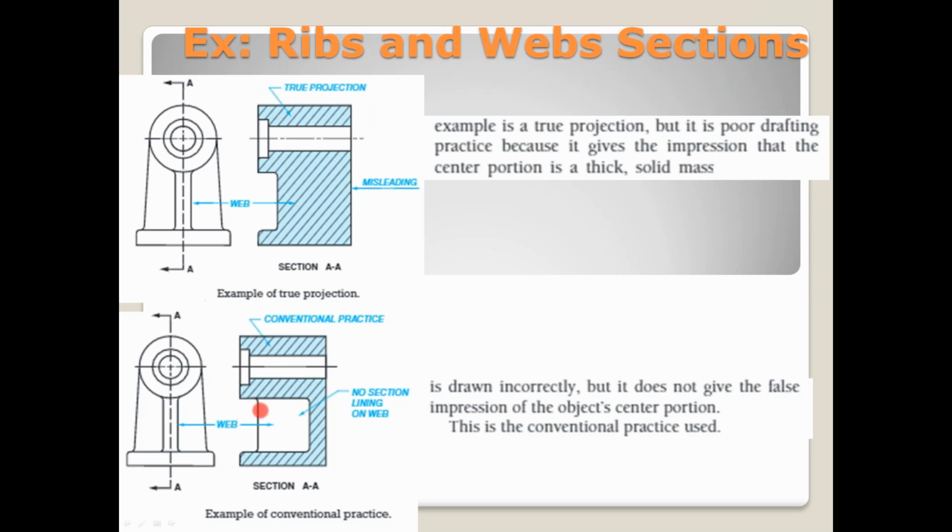But this is the conventional practice used, whereas this example here is a true projection, but it's a poor drafting practice because it gives the false impression that the center is a thick and solid mass. Whereas this one does not give a false impression, because then they know the web is open here.